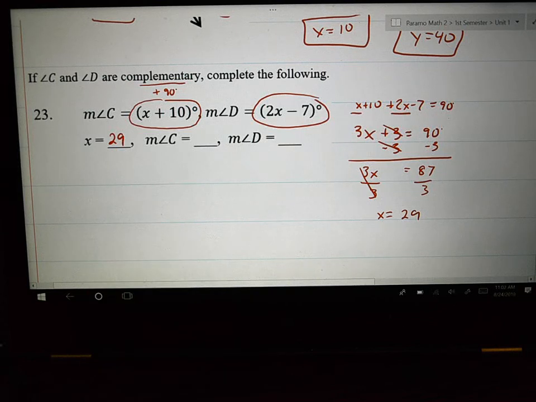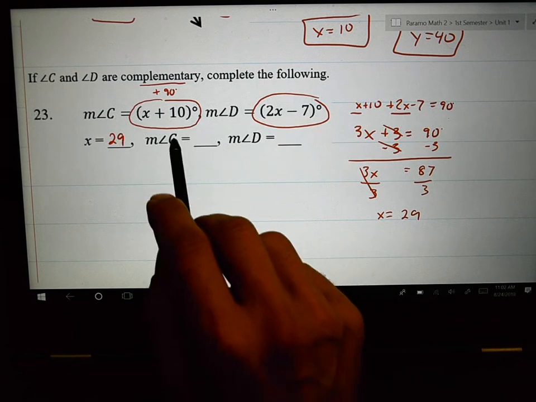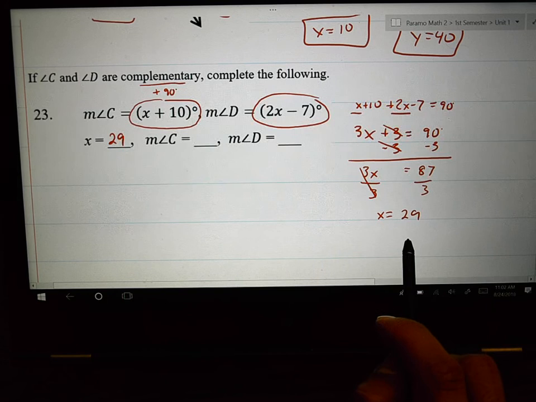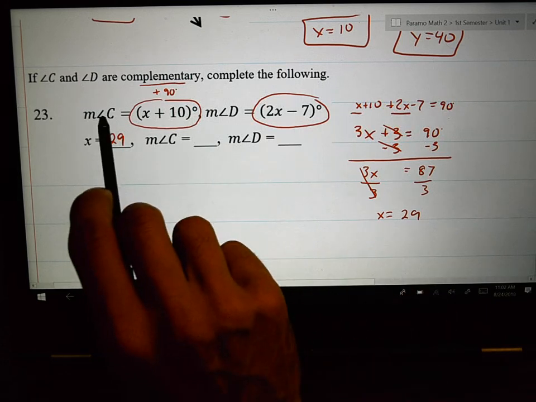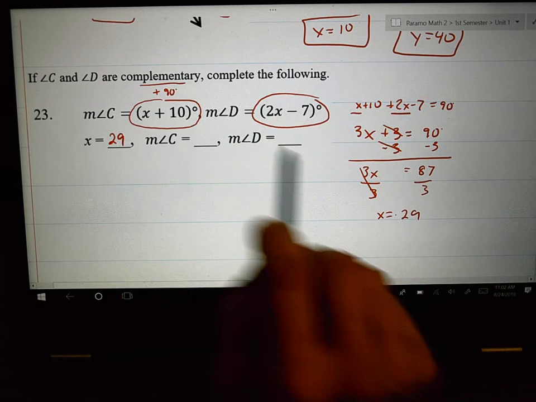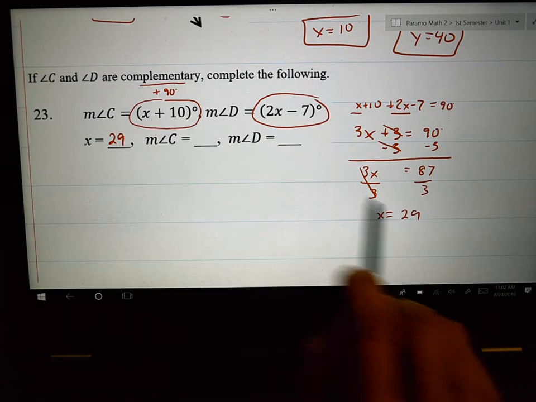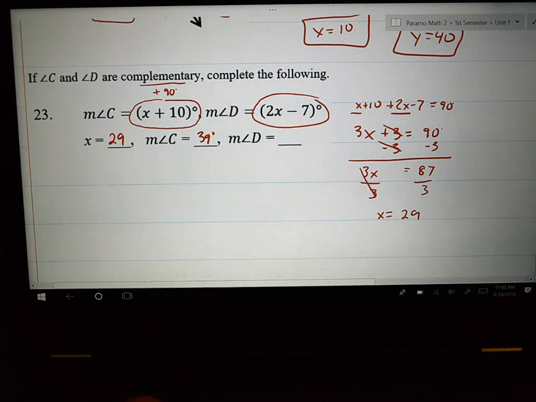What Math 2 always does is it always has these other things. Then what is angle C, and then what is angle D? And so what you'll always have to do almost every single time is to plug it back in. How do I find angle C? The measure of angle C, plug in the numerical value. I bet you can do that in your head. What is 29 plus 10? 39. Figured that you could figure that out.